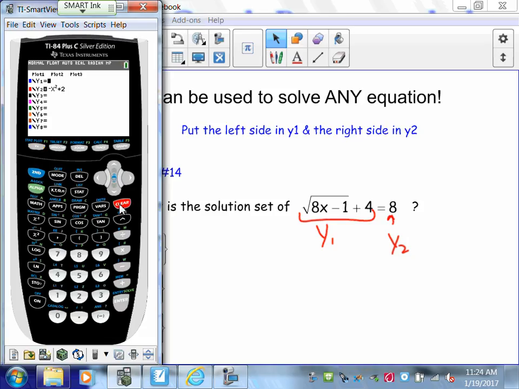Clear. Second, square roots 8x minus 1. Oh, I forgot the plus 4. 3. Okay, keep going. Good. Plus 4. The second one is 8.